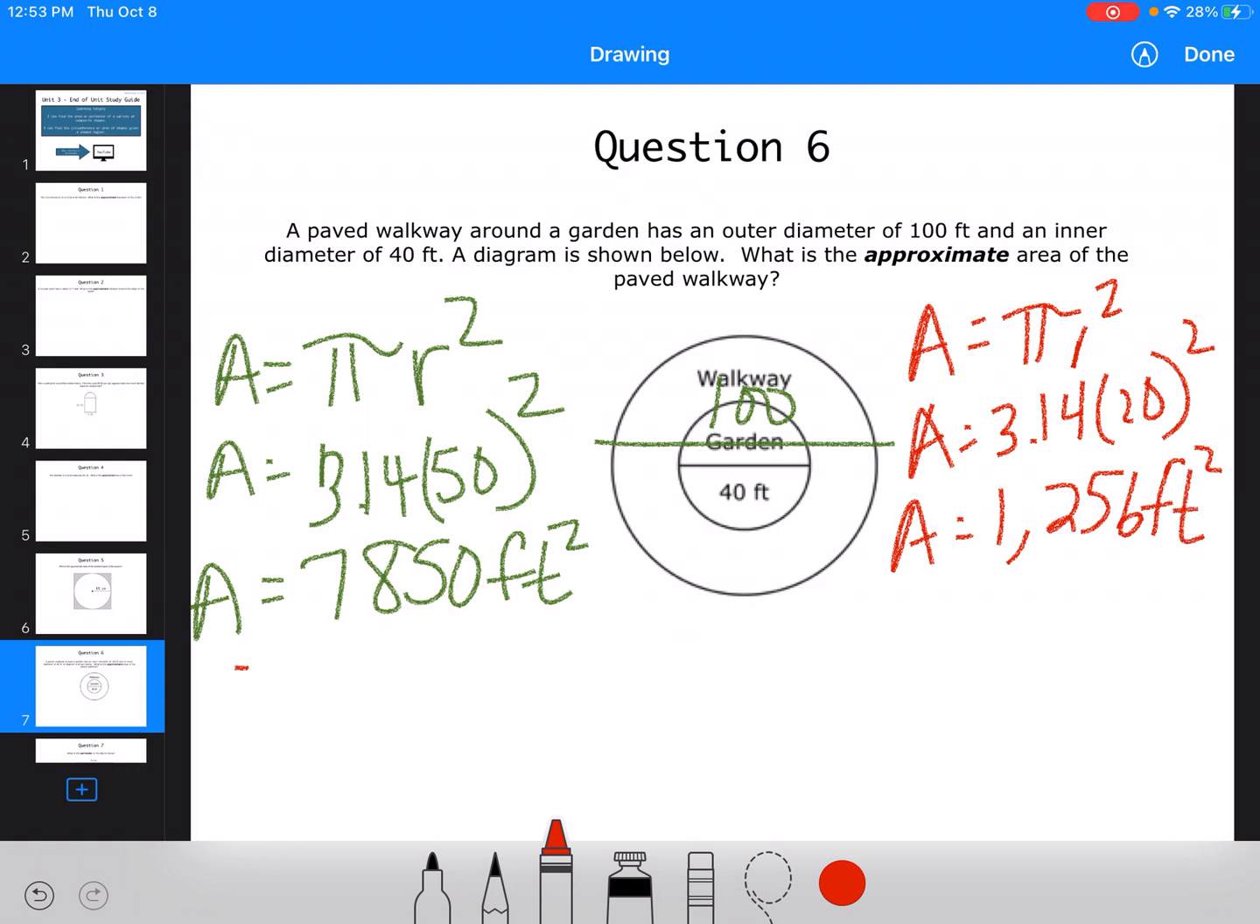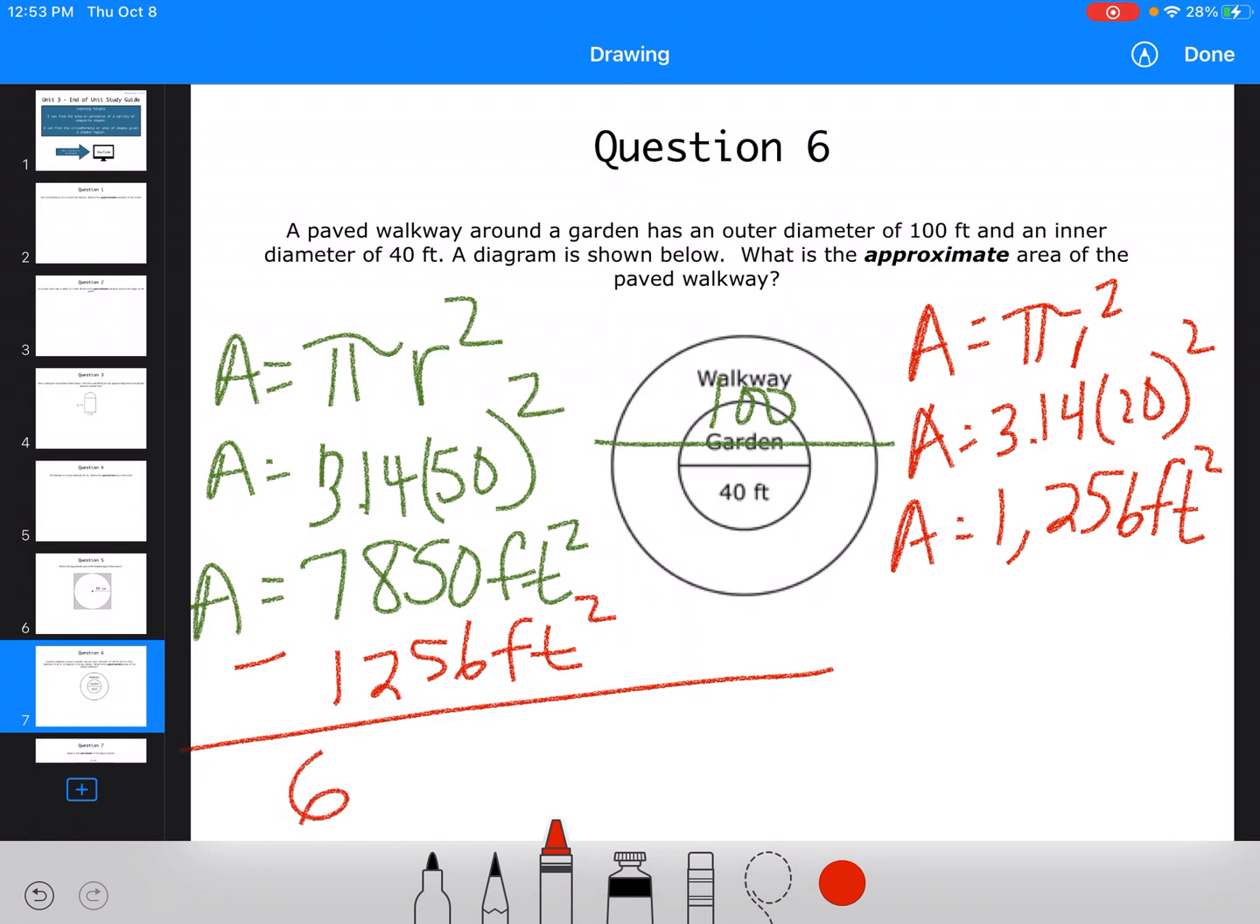There we go. So I'm going to subtract 1,256 feet squared from 7,850, and I find out that my walkway is going to have an area of 6,594 feet squared.